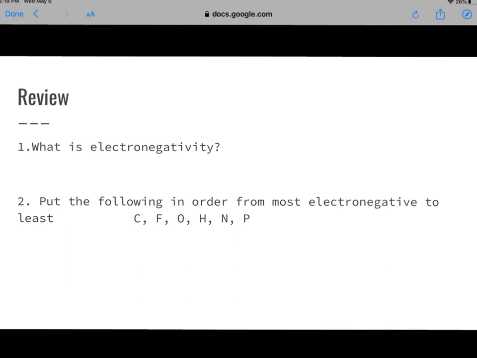A couple of questions to review from last time: electronegativity, and then ranking some things in terms of how electronegative they are. So take a minute, you can pause the video and try to answer those.